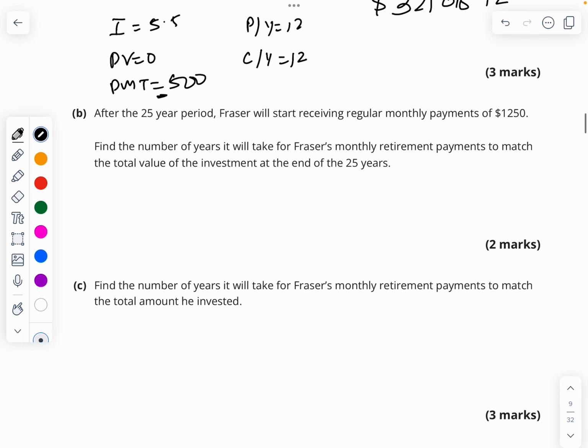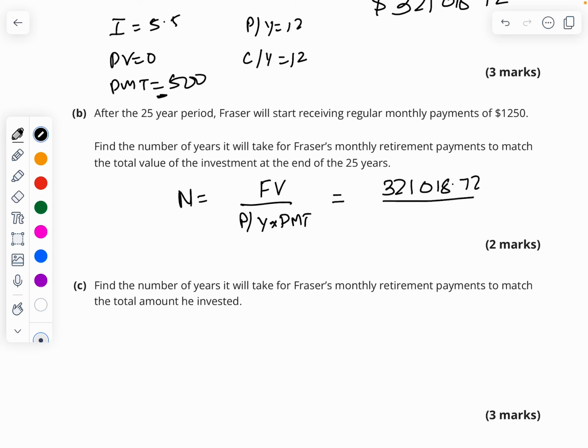After the 25-year period, Fraser will start receiving regular monthly payments of 1,250. Find the number of years it will take Fraser's monthly retirement payments to match the total investment at the end of 20 years. So N equals final value times P upon Y divided by PMT, which is 321,018.72 divided by 12 every month, and how much he wants to withdraw, 1,270. So it will take 21.4 years.